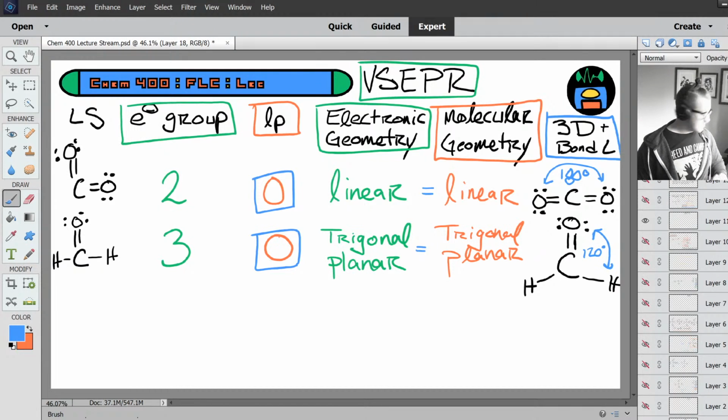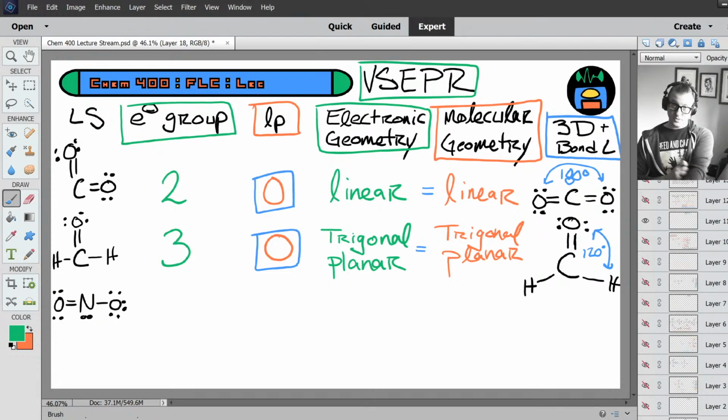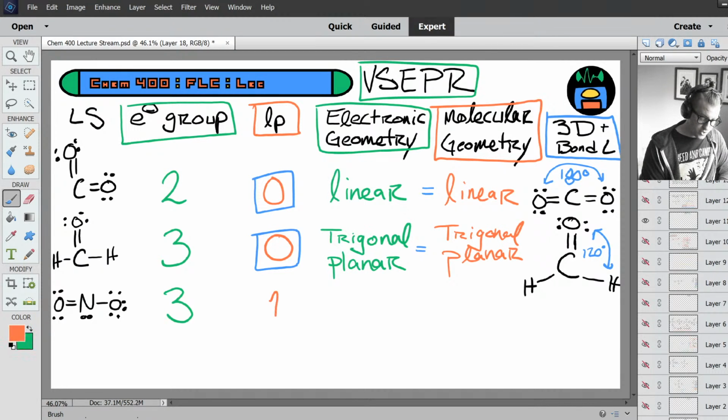All right? Now, let's do another example. Let's look at nitrite. And this is the Lewis structure for nitrite. Now let's look at our number of electron groups. Now, nitrogen, our central atom, has 2 atoms attached and 1 lone pair. So we have 3 electron groups around it, one of which is a lone pair.